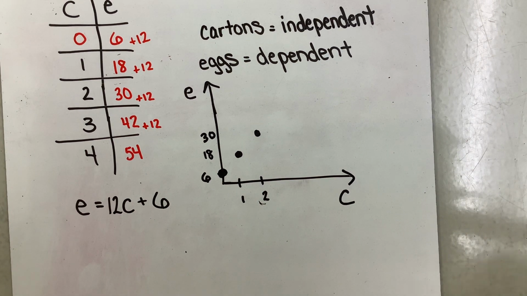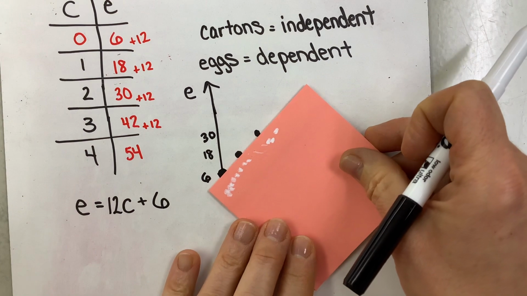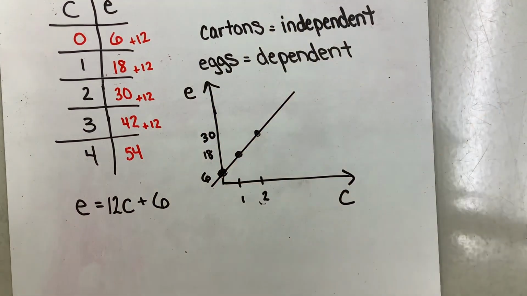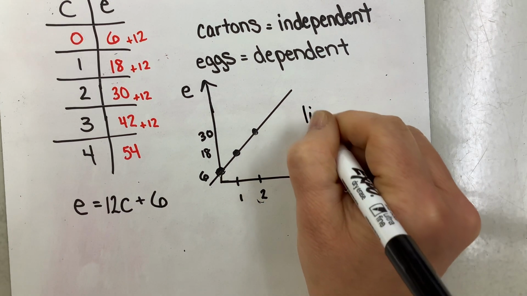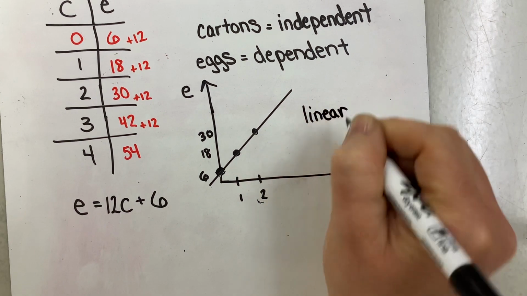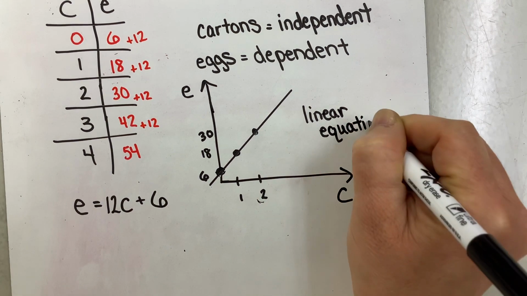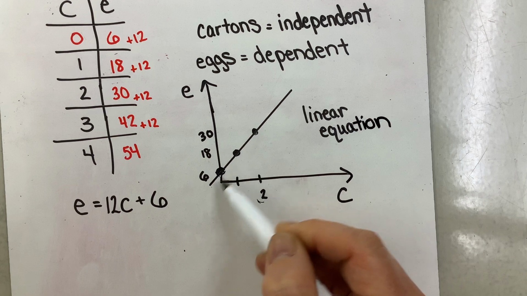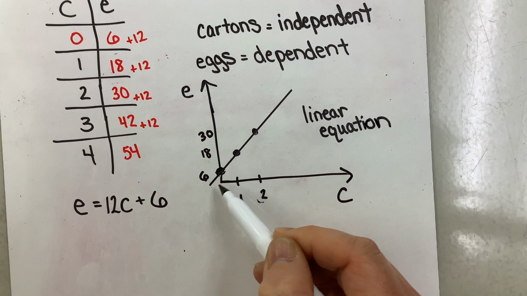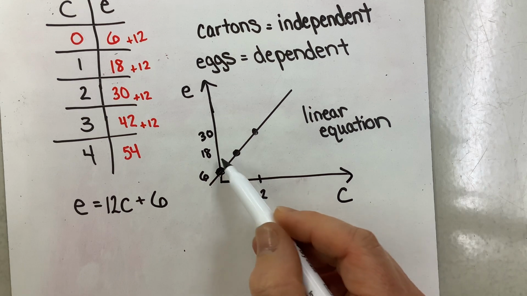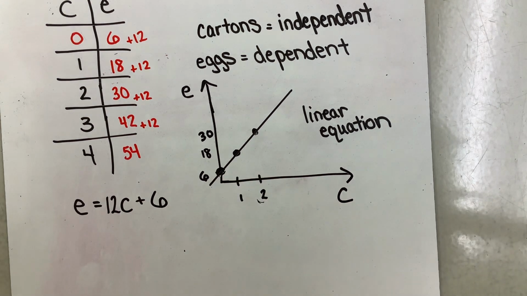We talked about this makes a line, and this is known as a linear equation. This linear equation does not go through 0, 0 because when our cartons are 0, we didn't have 0 this time. We actually already started having eggs. Right? Hopefully that helps. If you have any questions, please see me.